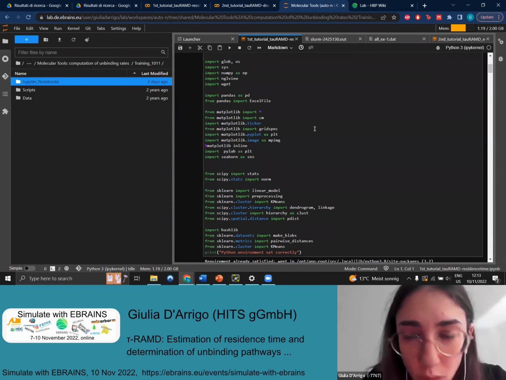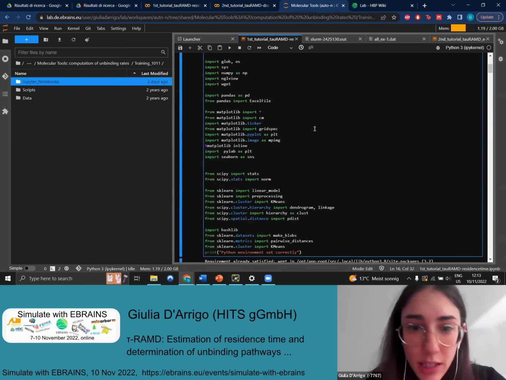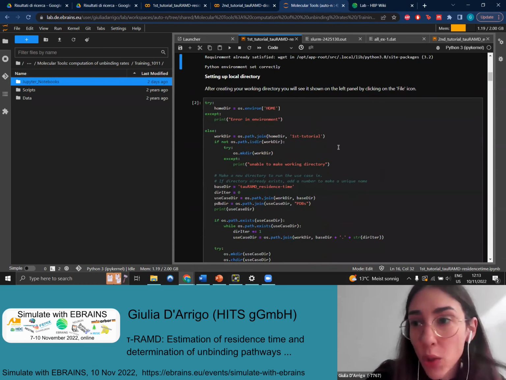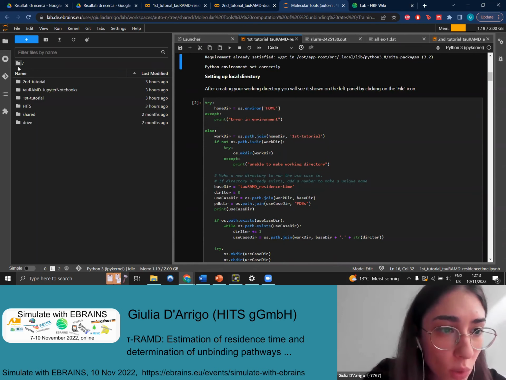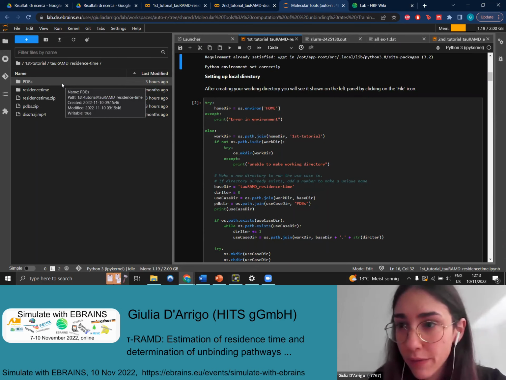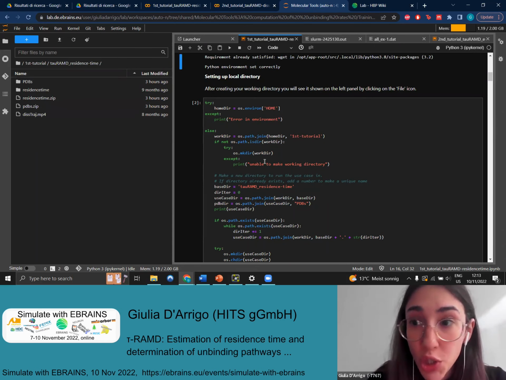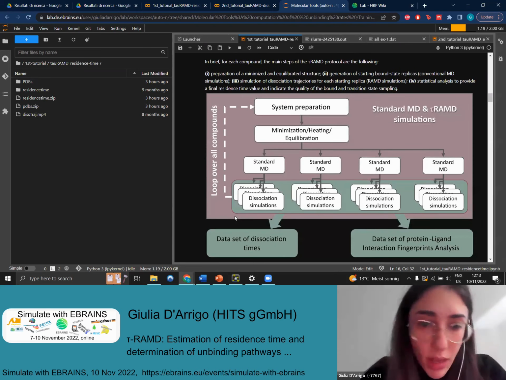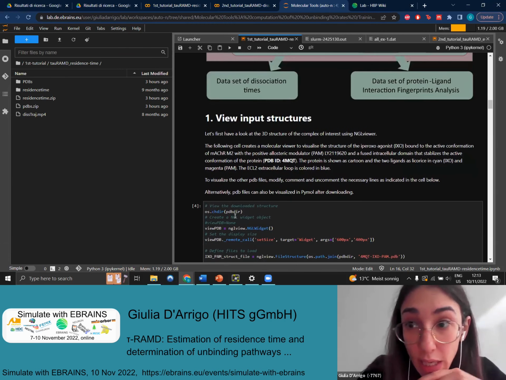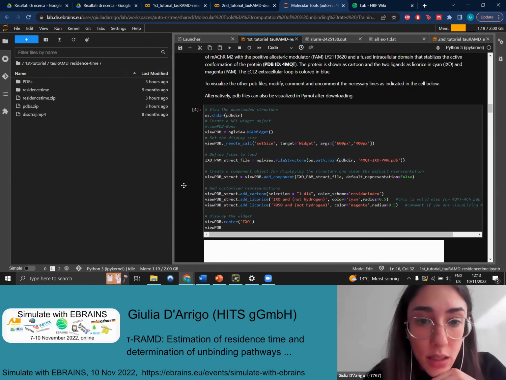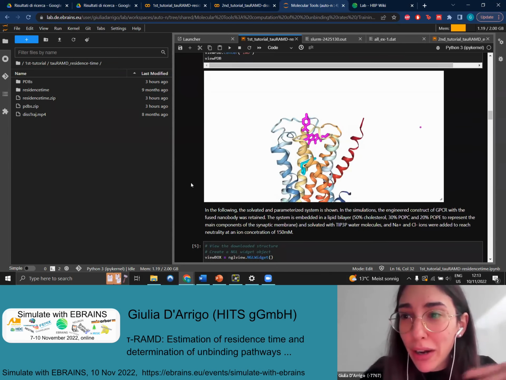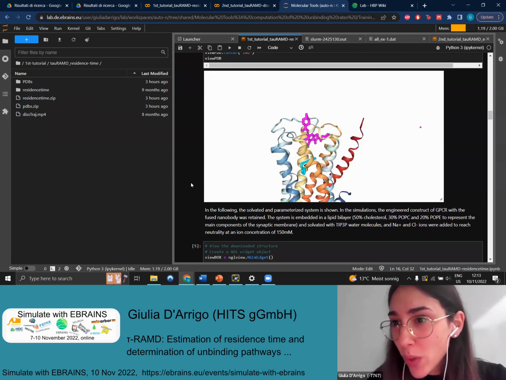Of course, the first cell is just to import all the modules and packages that are needed. With the second cell, you will create your working directory, which will be here in the main folder. If you click here, then it's in first tutorial, and here you have all the materials that you will have downloaded with the third cell. Here again is an explanation that I already gave you during the presentation, and the following two cells were just to give you a closer view of the system we are dealing with.